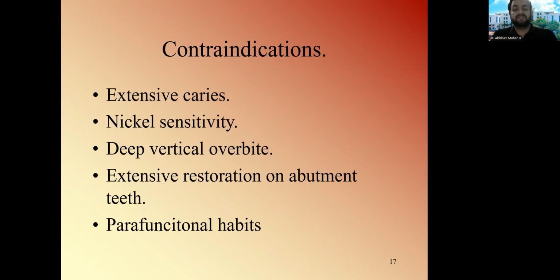What are the contraindications? So we do have certain contraindications like extensive caries. The tooth definitely requires an endodontic procedure. Patient having sensitivity to nickel or any kind of allergy to base metal alloys. A deep vertical overbite, where with the prosthesis it is better to have no contacts, because any contacts will definitely create a stress which can result in debonding. So preferably no contact. Extensive restoration on abutment teeth is present. Parafunctional habits, bruxers: you don't know what type of forces are going to come, so definitely not indicated in such patients.